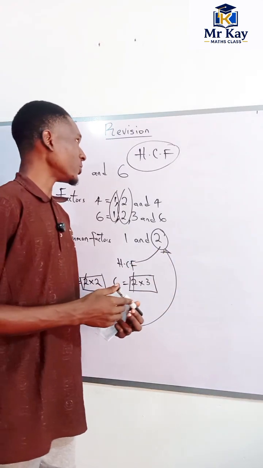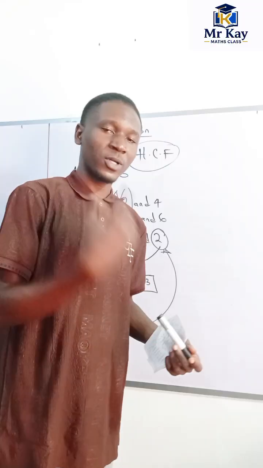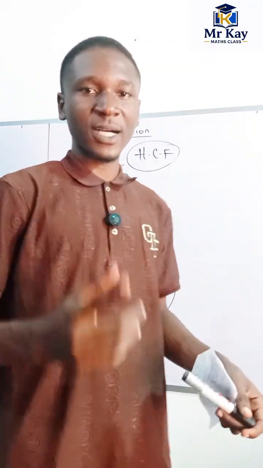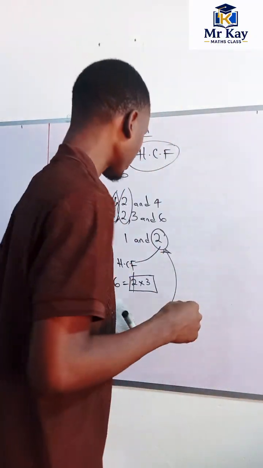So this is the second thing you should learn. Learn multiples, common multiples, lowest common multiples. Also, you are going to learn factors, common factors, and highest common factors.